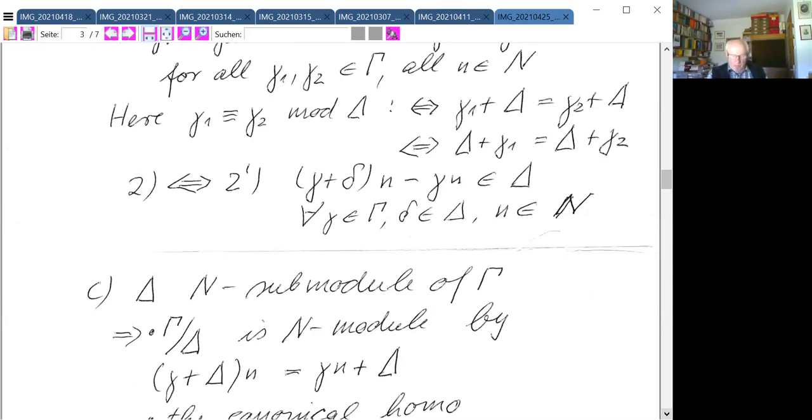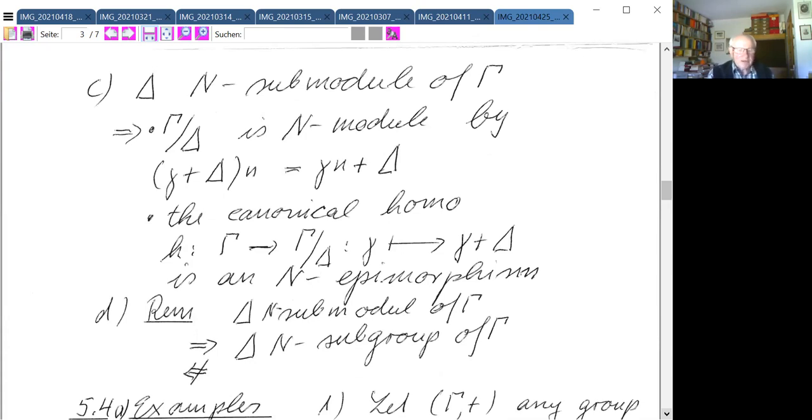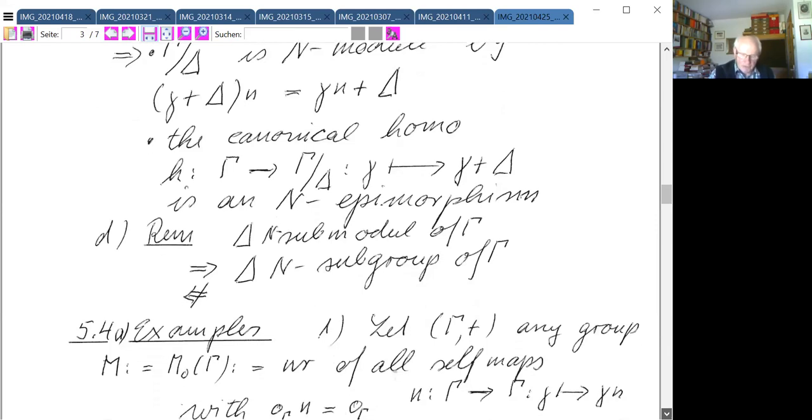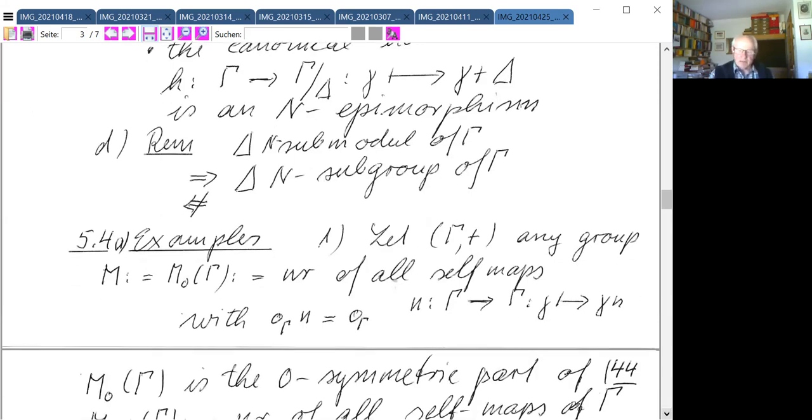And it's clear if delta is a submodule, not only a subgroup, a submodule, then we might form the quotient, the factor n module, and it's clear how we have to apply the action of n. And the canonical homomorphism, call it H, of gamma to gamma modulo delta, is an n epimorphism. Once more, we have to distinguish n submodule and n subgroup. An n submodule of gamma is an n subgroup. The other way round is, of course, false.